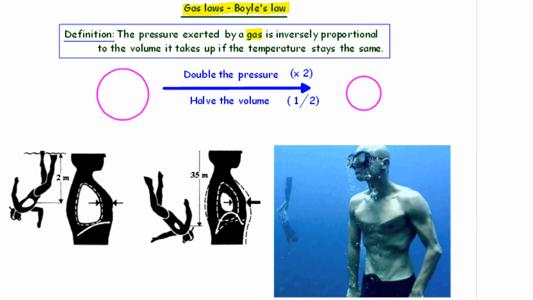A gas, if its temperature stays the same, and there's our gas there, if you double the pressure, you are going to halve its volume. Basically, pressure is inversely proportional to volume. So this diver here, their lungs are large, but when they've gone down a long way, the pressure has increased. So look at the volume of the lungs now. It's really decreased, hasn't it?